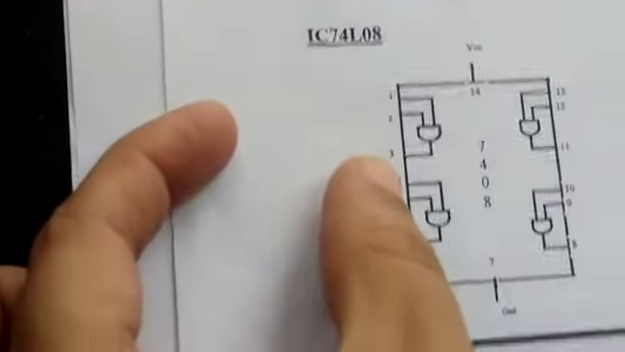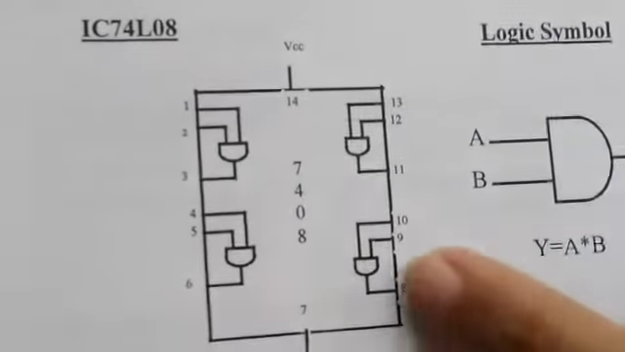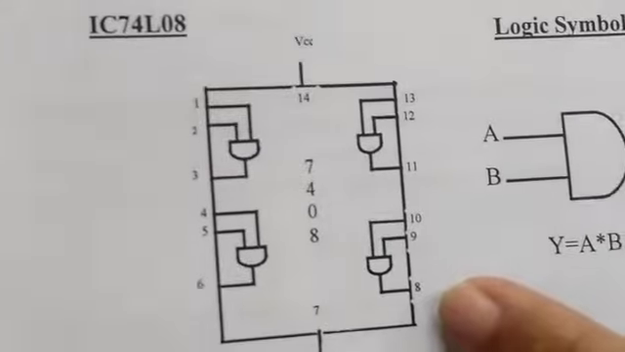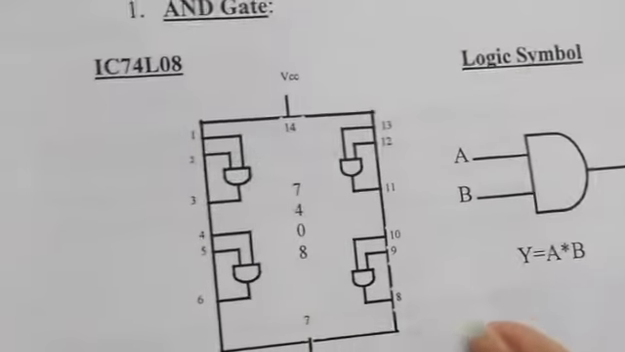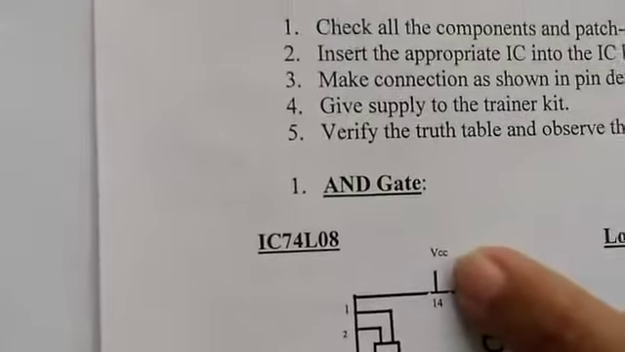In the same way, 4, 5 will be your input, 6 will be your output, 12, 13 will be your input and 11 will be your output. 9 and 10 will be your input and 8 will be output. For all the ICs, pin number 7 will be ground and pin number 14 will be your VCC.